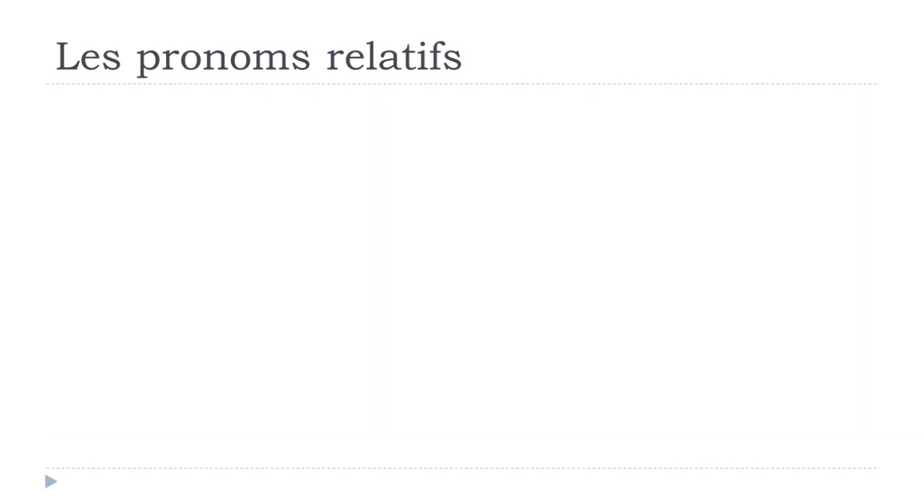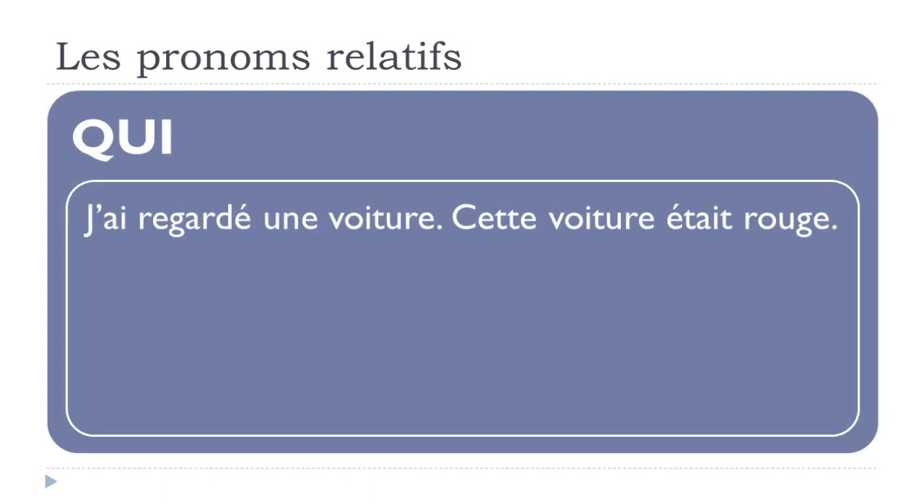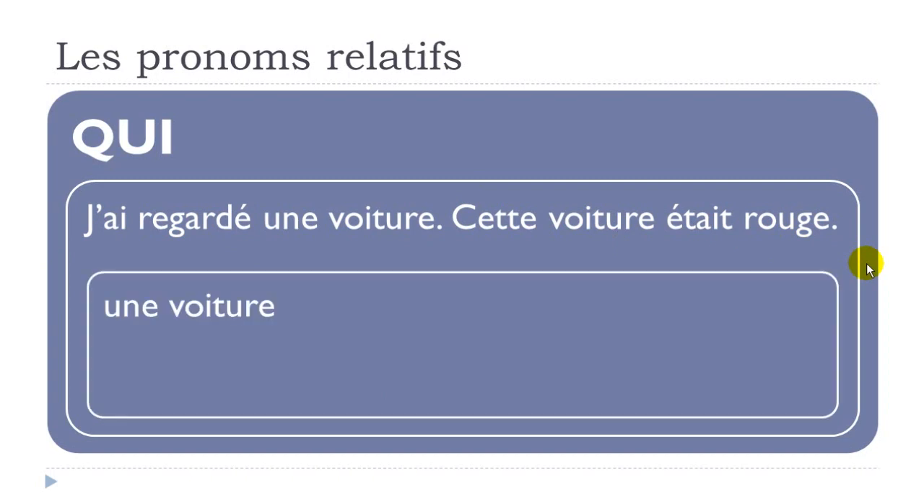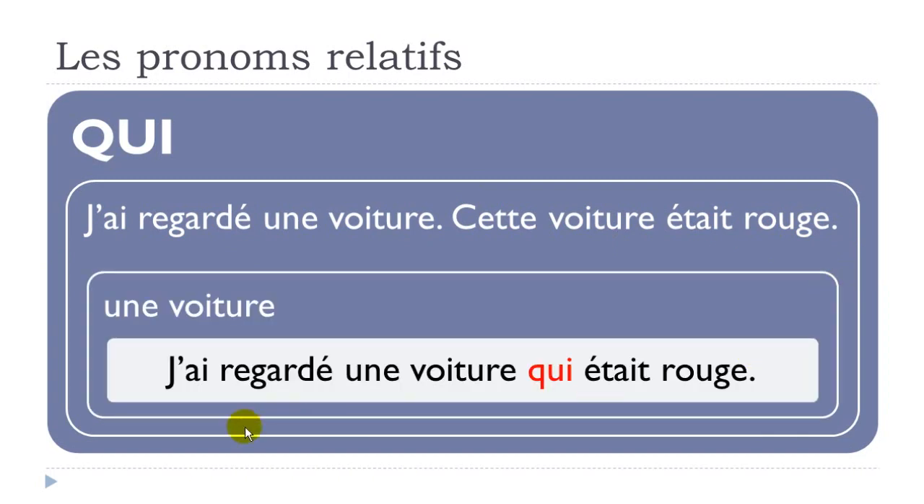Let's see the same sentence, but then let's put here the passé composé. J'ai regardé une voiture. Cette voiture était, imparfait, rouge. So, same thing here. We don't want to repeat voiture, then we will get the simple sentence. J'ai regardé une voiture qui était rouge. So just before the verb.